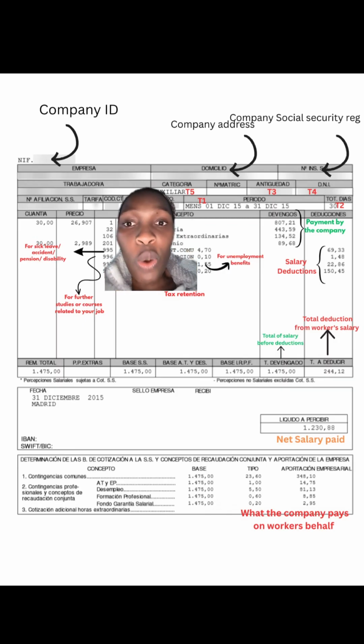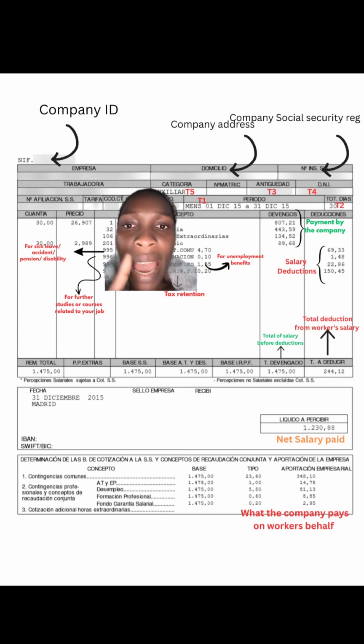Now, then we come to you as a worker, okay? Now, worker part 1, your name. Then below your name, you have the número de afiliación SS. So that's your social security number. That's where you have to find your social security number. And then we have the tarifa and all that. I want us to go to the very important ones.